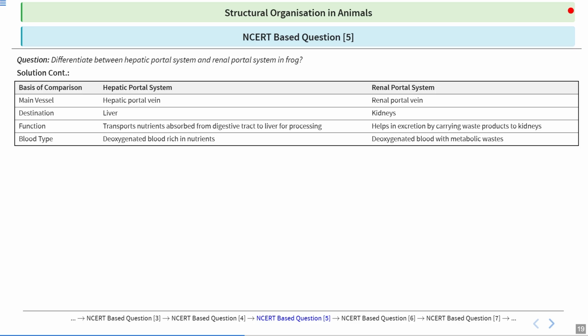But here one thing you can see, the blood has a lot of nutrients because it has come from the digestive tract, and further processing has taken place in the liver. Renal portal system. What is the blood type? Again here, the blood is deoxygenated and metabolic waste has been removed. The nitrogenous waste, once it passes through the kidney, right? All the nitrogenous waste has been removed.